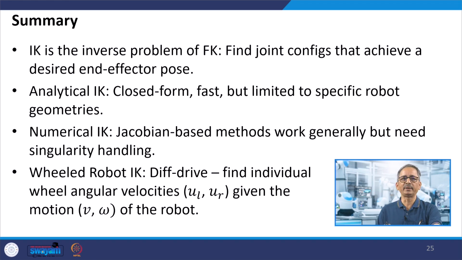So, let us summarize what we studied today. Inverse kinematics is the inverse problem of finding the joint configuration that achieves the desired end effector pose. We could have the closed form, which is fast, but it is limited to specific types of robot geometries. Then we have the numerical inverse kinematics, which is Jacobian based and works generally, but needs handling of singularities, and that I am going to discuss in our next lecture: what the singularities are, how to avoid them, and all those things.